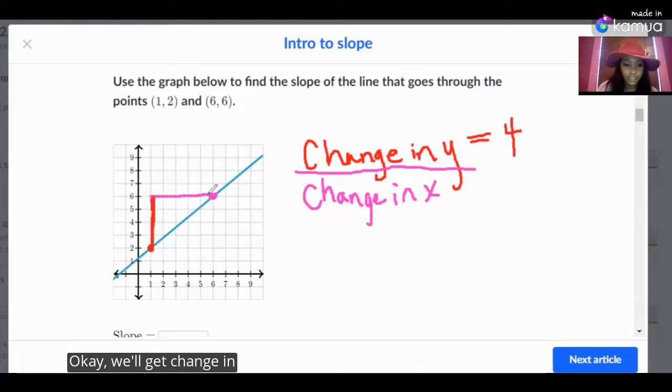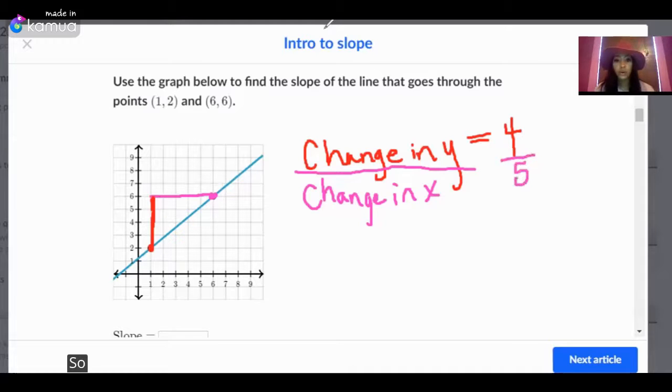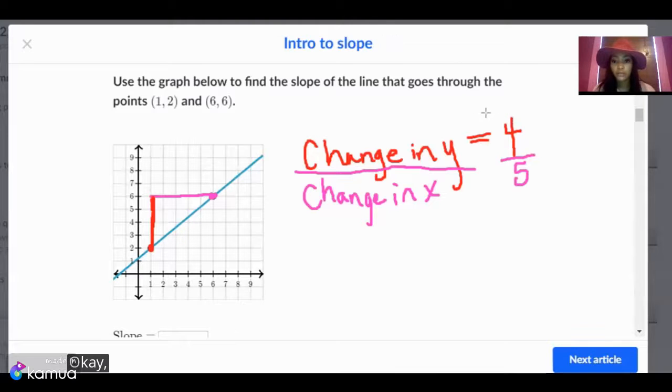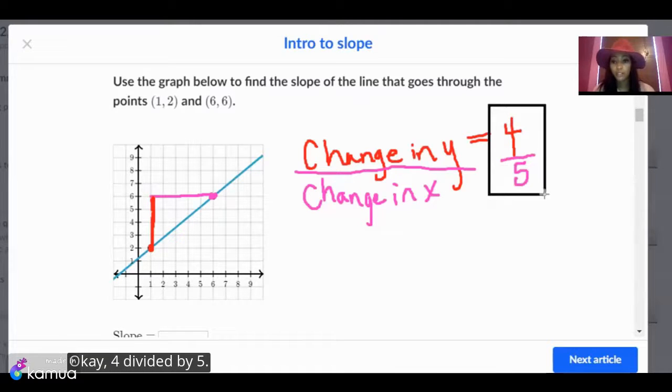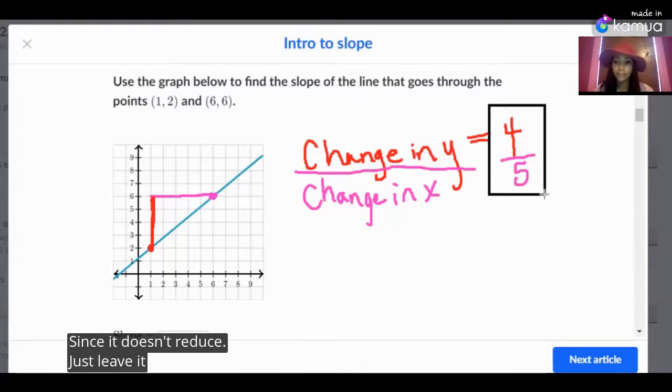Okay, very good. Change in x is going to be 5. 1, 2, 3, 4, 5. So this really is our slope here. When you divide them, 4 divided by 5, we're just going to leave it as 4/5 since it doesn't reduce. So just leave it as a fraction, 4/5. Okay, that is your slope.